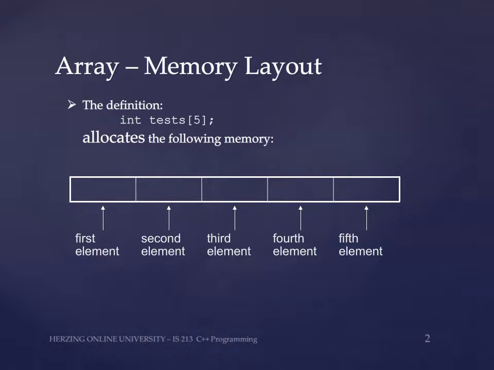Array memory layout. The memory layout of the array test is shown on slide 4. As you can see, each element has its own location in memory. The size of an array is the total number of bytes allocated for it, which is the number of elements times the number of bytes for each element. For example, int test[5] is an array of 20 bytes, assuming 4 bytes for an integer. Another example, long double measures[10] is an array of 80 bytes, assuming 8 bytes for a long double.